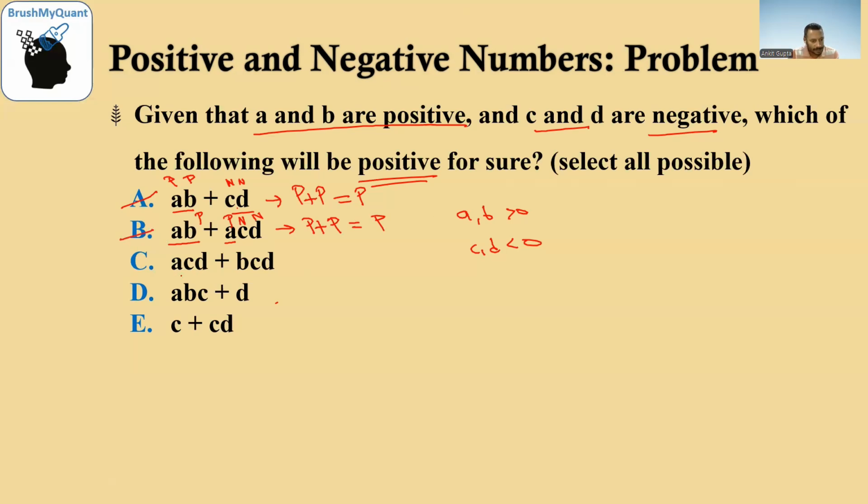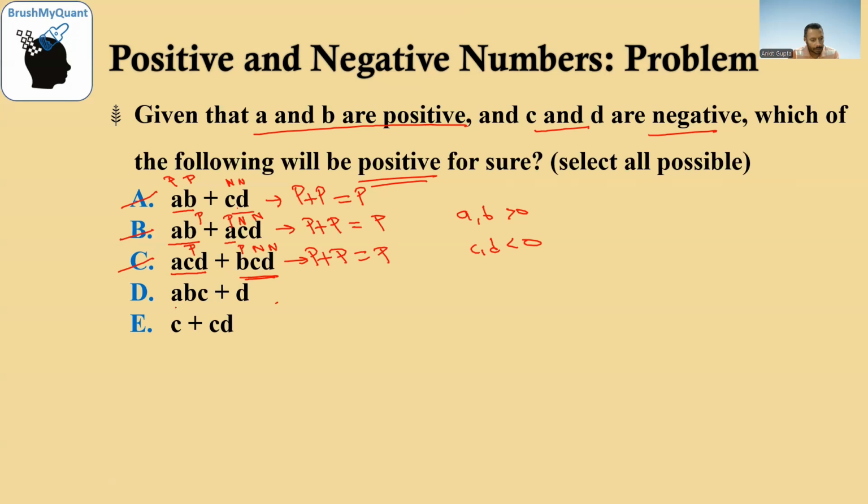Let's look at option number C. This is positive. We just learned that. Now B is positive, C is negative, D is negative. Again, this will also be positive. So we'll have positive plus positive as a positive number.